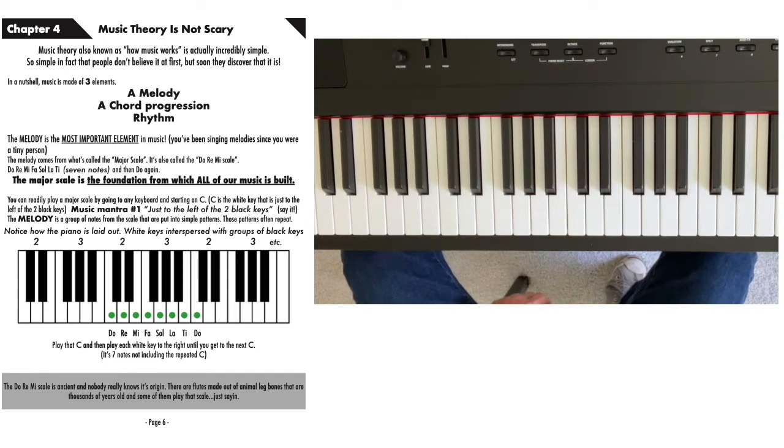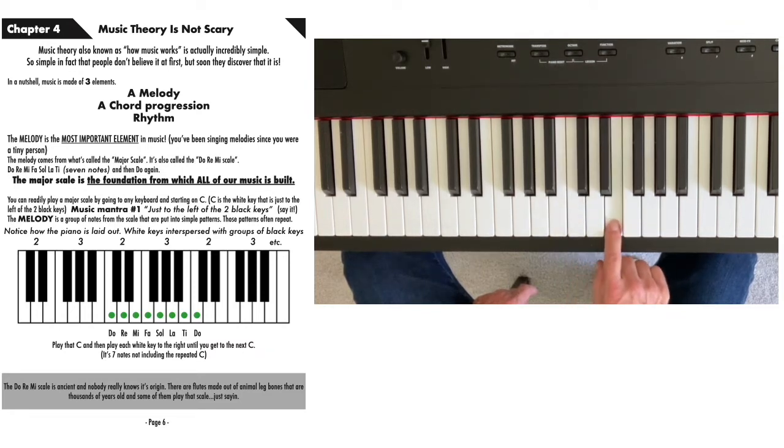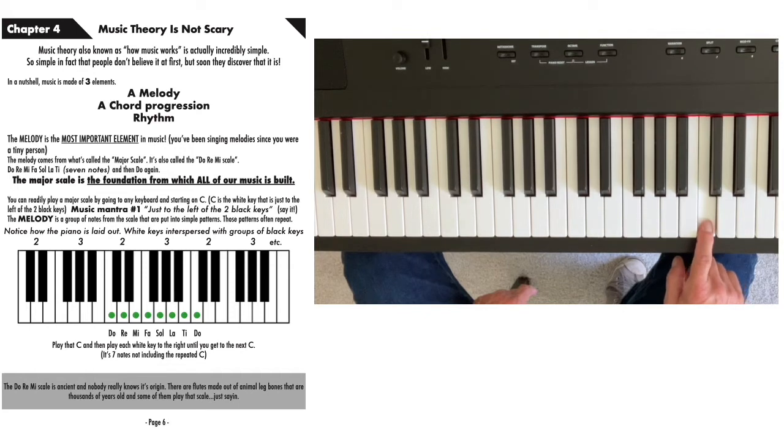Now, if we go to the note just to the left of the 2 black keys, there's one here, there's one here, one down here, one up here. Go to the one in the middle of the keyboard, just to the left of the 2 black keys, and hit that note. You're playing C, and then you're playing each consecutive note going to the right.